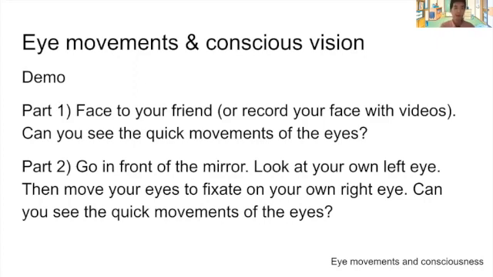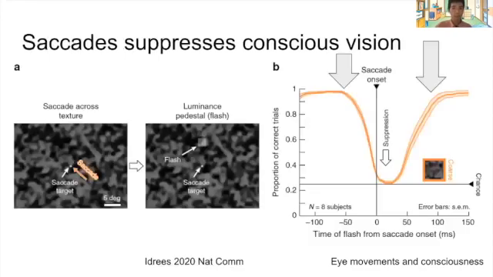However, if by doing this part 2 demo by yourself you can't see your eye movements, then there is something interesting going on. You are not seeing things during your saccade eye movements, quick saccades. And in fact, this is known as saccadic suppression in vision science. So here is a paper coming relatively recently, but the phenomenon itself has been known for a really long time.